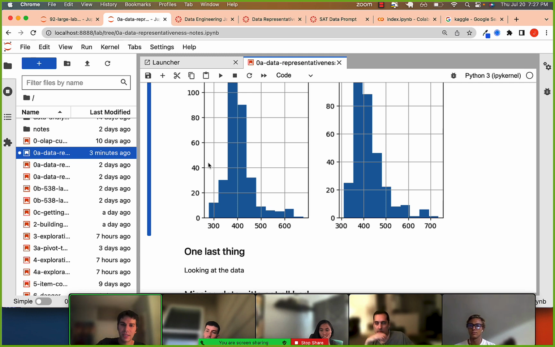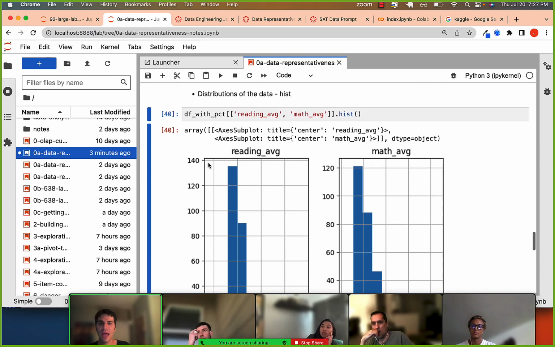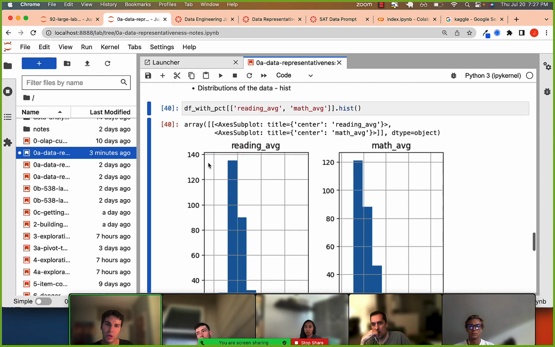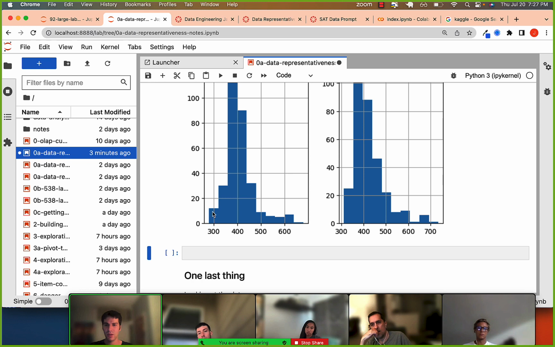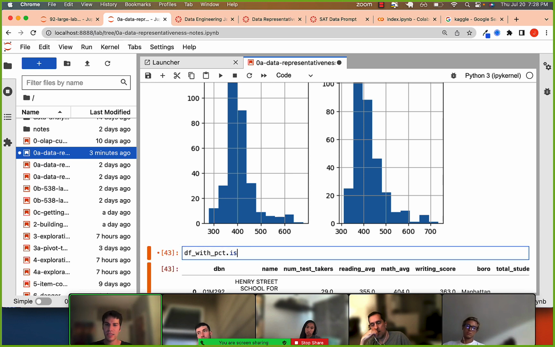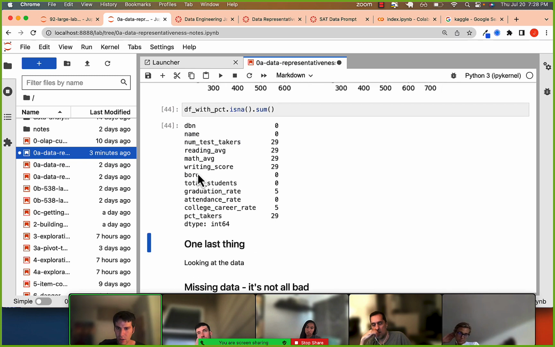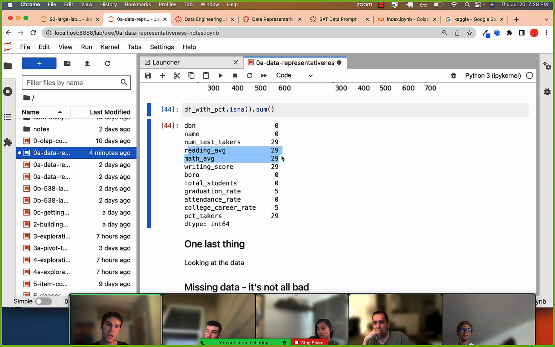I think one thing you're asking is, okay, if we have NA values, what do we do with that? Like, should we throw away the entire row of data? There are different techniques for that. So if we do isNA.sum, let's take a look, right? We can see we're never missing the borough, right? That's easy to look up. We're missing the graduation rate sometimes, right? 5 times, and this college career rate 5 times. And we're missing the scores 29 times.